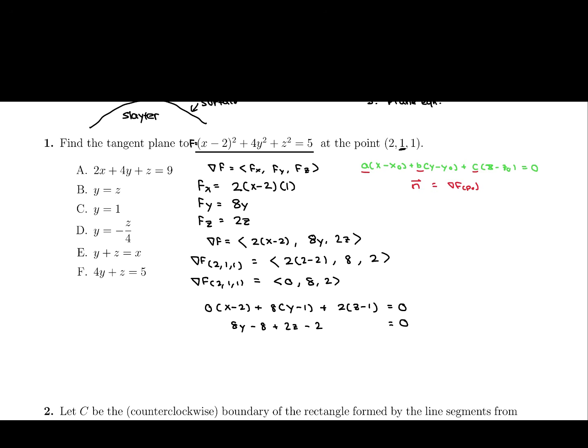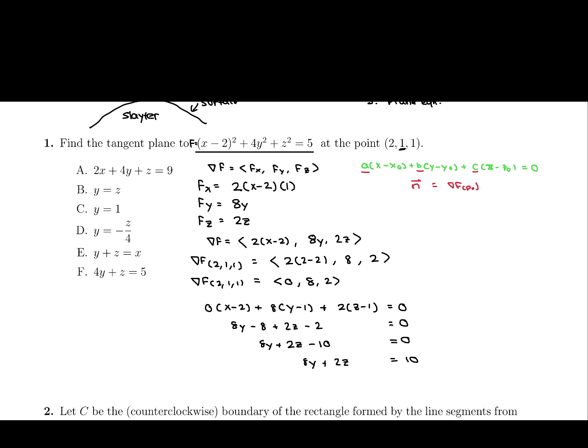We combine like terms, you get 8y plus 2z minus 10 is equal to 0. So all I can do at this point is just move it over. You get 8y plus 2z is equal to positive 10.